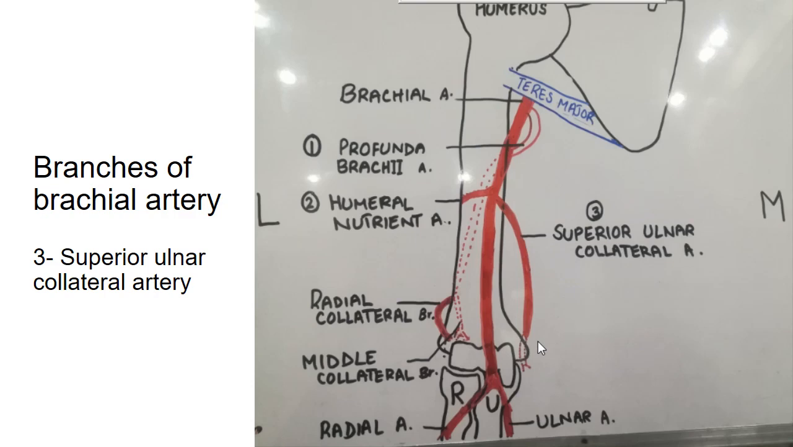On the posterior side of the medial epicondyle, it also takes part in anastomosis around the elbow joint. It anastomoses with the branches of the ulnar artery and forms the periarticular anastomosis around the elbow joint.